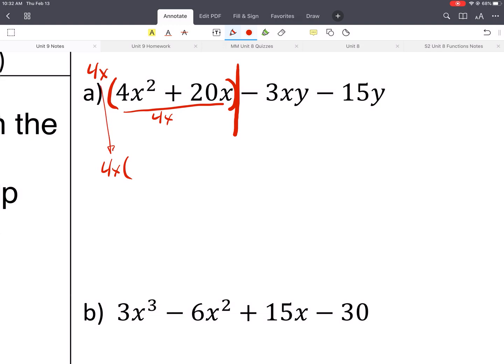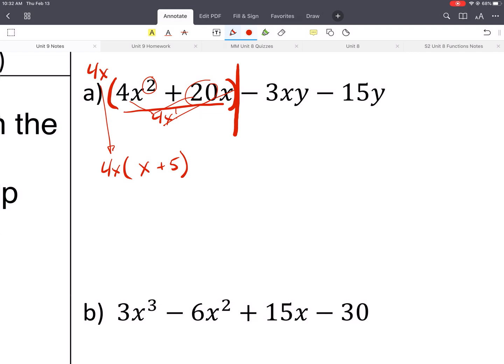And then we just simplify, we divide by 4x. So 4 over 4 gives you 1, and 2 minus 1 gives you 1. So we just end up getting an x. Here we get 20 divided by 4 gives you plus 5, and x over x, those cancel out. So we end up getting 4x times x plus 5.